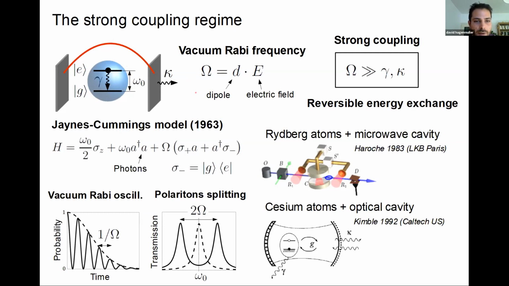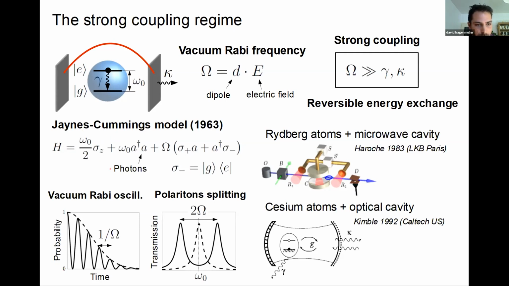So this light matter coupling is quantified by the vacuum Rabi frequency, omega, and the strong coupling regime is achieved when this vacuum Rabi frequency exceeds both the cavity and the atom decay rates. So in this case, the cavity mode and the atom can exchange energy in a quasi-reversible way, which is described by the famous Hamiltonian introduced by Jaynes and Cummings.